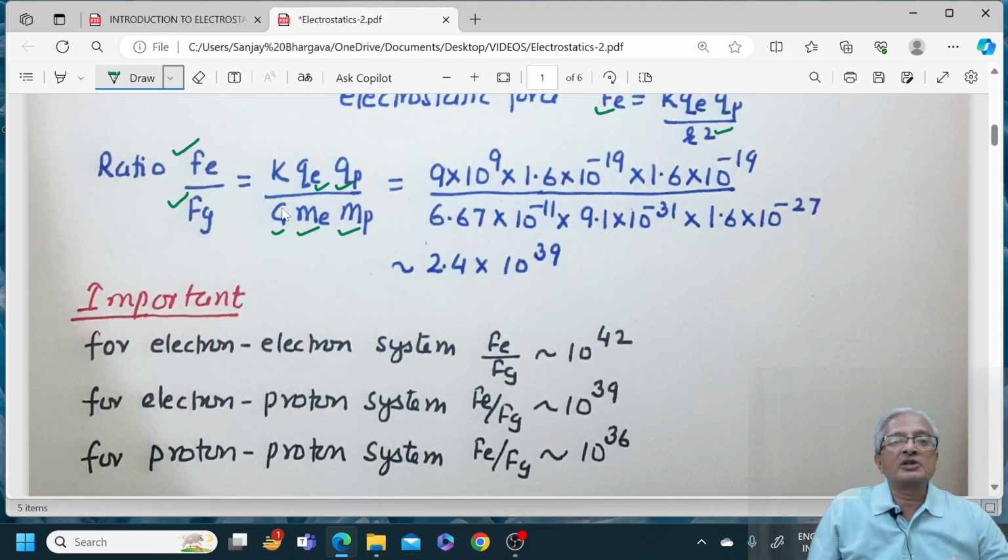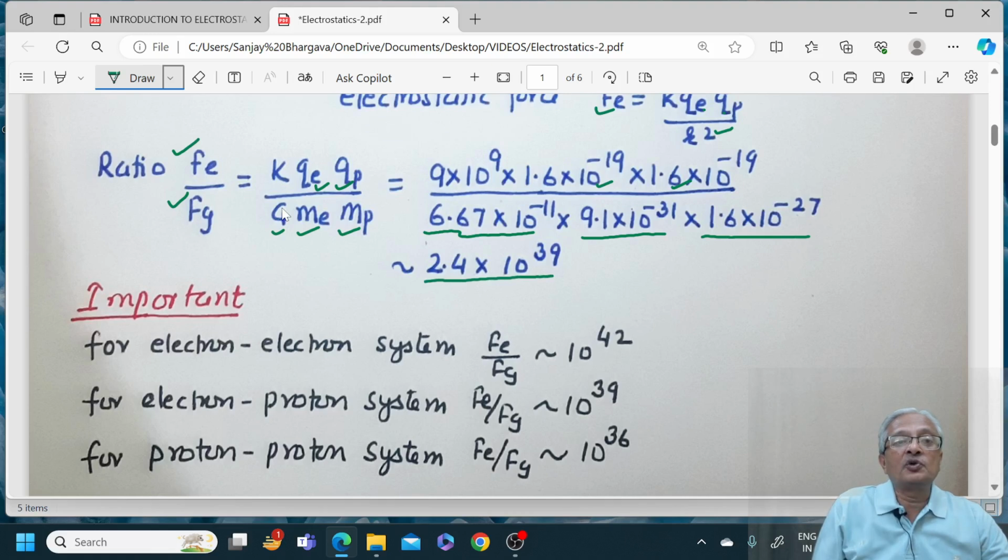The value of the electrostatic constant is 9 into 10 raised to power 9. Similarly, charge on the electron is 1.6 into 10 raised to power minus 19 coulomb. Charge on the proton is also 1.6 into 10 raised to power minus 19 coulomb. The gravitational constant is 6.67 into 10 raised to power minus 11. Similarly, the mass of the electron is 9.1 into 10 raised to power minus 31 kilogram. Mass of the proton is 1.67 into 10 raised to power minus 27 kilogram. On simplification, it gives 2.4 into 10 raised to power 39.